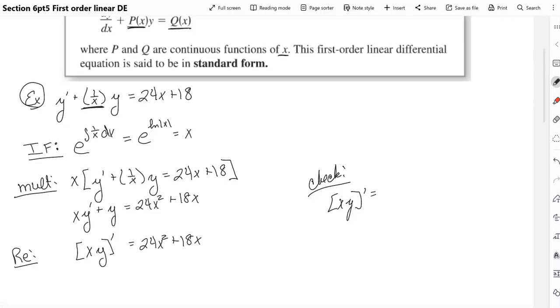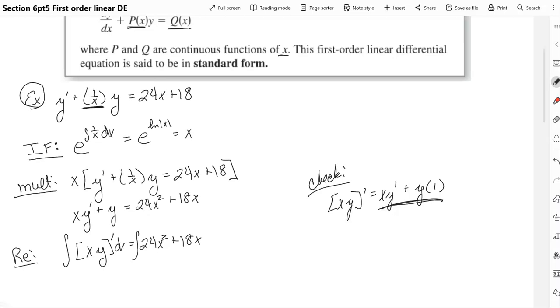xy prime would be first times derivative of the second. Derivative of y is y prime. Plus the second times the derivative of the first, and the derivative of x is 1. And you can see how xy prime plus y is exactly what we have in the step above. So this is really a product rule that's been applied. So we're undoing that. And then we're going to integrate both sides.